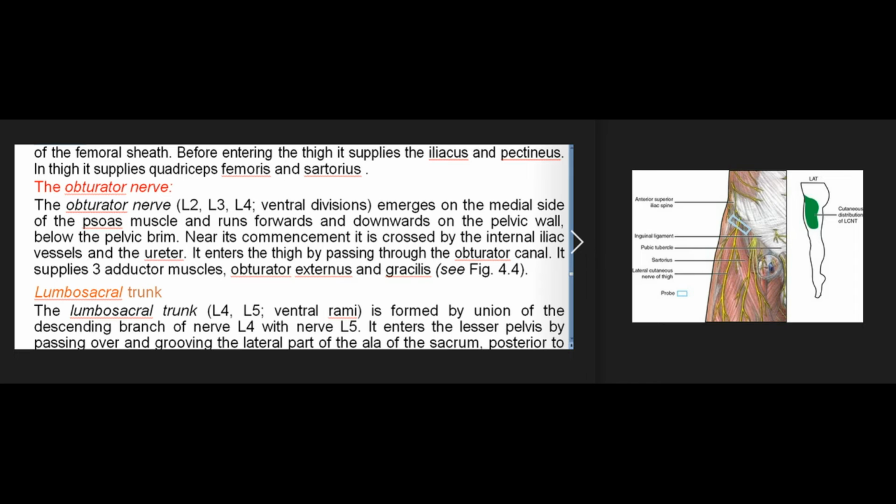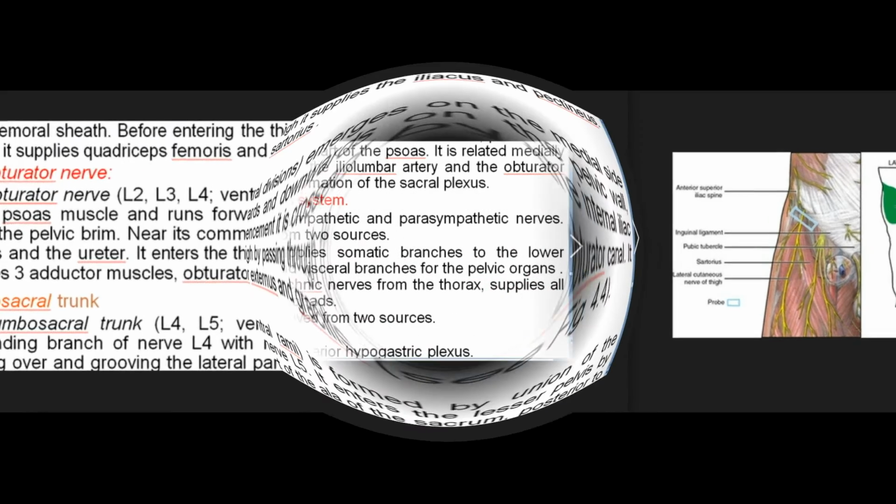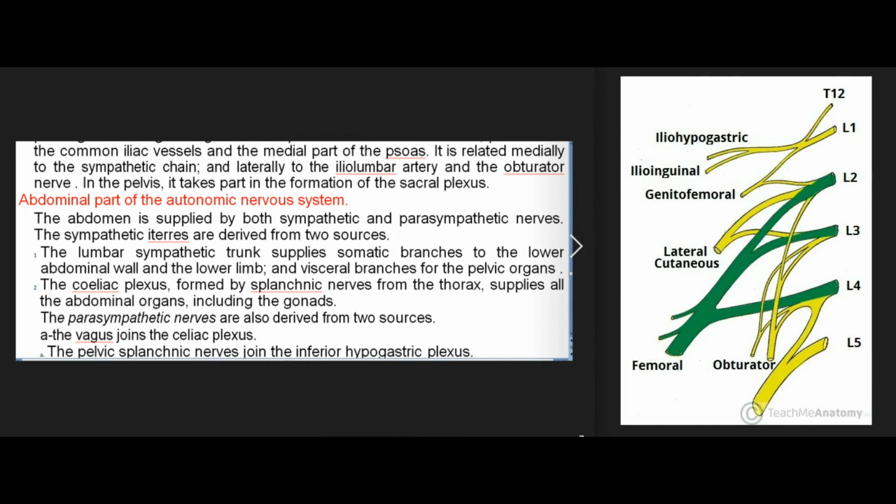Lumbosacral trunk. The lumbosacral trunk, L4, L5, ventral rami, is formed by union of the descending branch of nerve L4 with nerve L5. It enters the lesser pelvis by passing over and grooving the lateral part of the ala of the sacrum, posterior to the common iliac vessels and the medial part of the psoas. It is related medially to the sympathetic chain, and laterally to the iliolumbar artery and the obturator nerve. In the pelvis, it takes part in the formation of the sacral plexus.